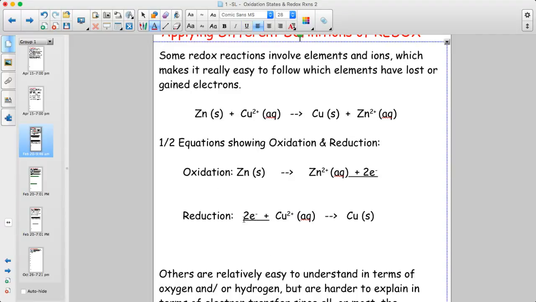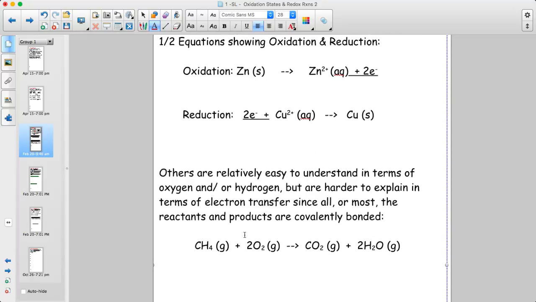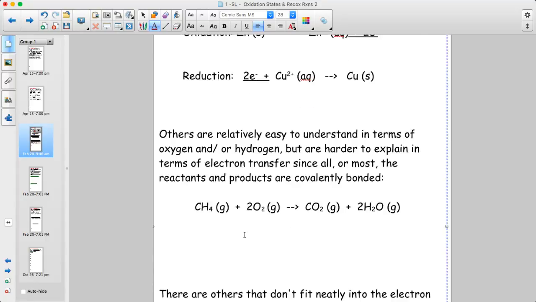Down here, this is reduction, because in reduction, I'm gaining electrons. And the copper 2+ is gaining 2 electrons and turning into copper metal. So in this one, our original definition works out pretty well. Losing electrons is oxidation, gaining electrons is reduction. LEO goes GER. Okay.